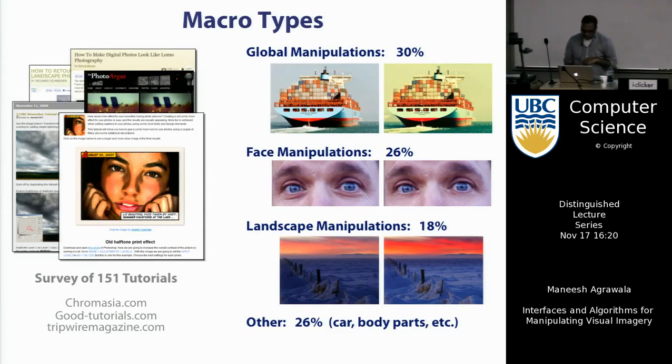And our work is really going to focus on these first three classes of manipulations. We're going to handle global manipulations, faces, and landscapes, and I'll describe why we focus. Well, we focus on these three because they cover a large percentage of the tutorials and macros we found online, but we also focus on these three because we're going to rely on computer vision, and we have good computer vision techniques for identifying faces and landscapes.